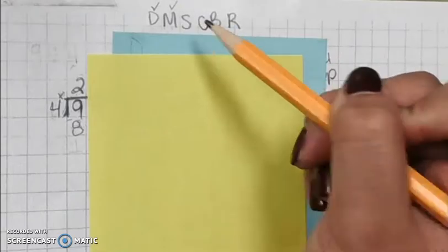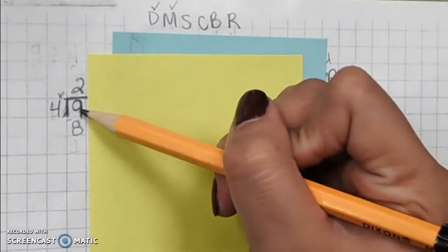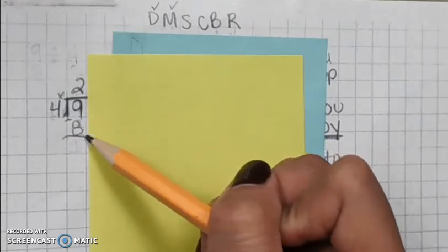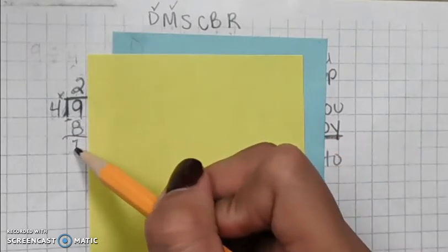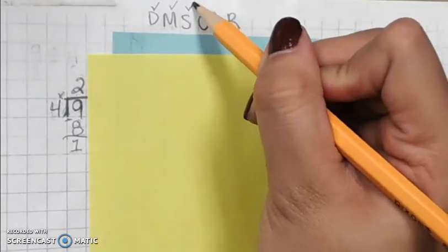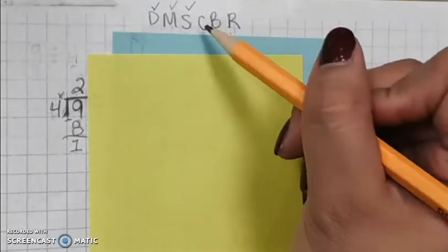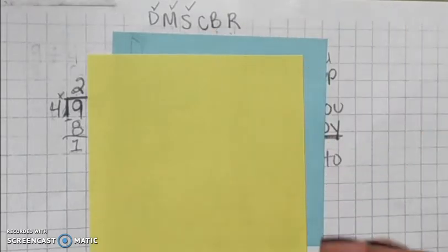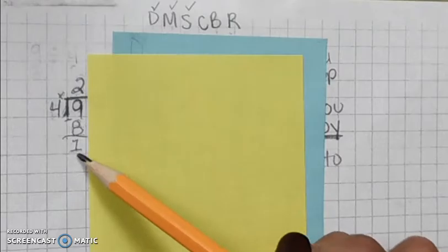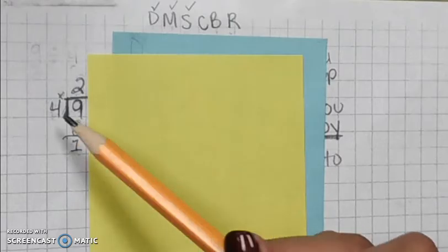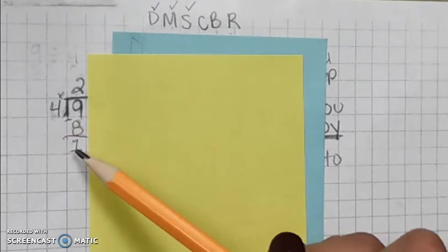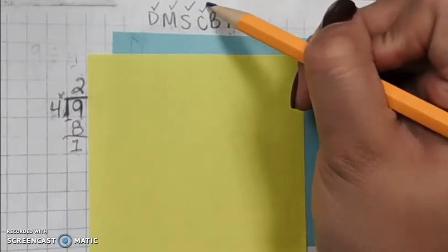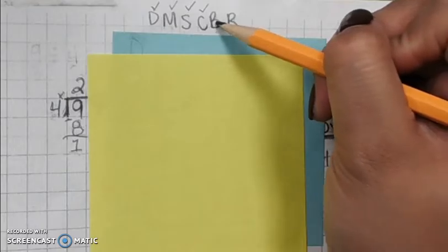Next step is to subtract. I'm going to subtract 9 minus 8. And I know 9 minus 8 is 1. And I can check it off because I already subtracted. Then I'm going to check. I'm going to ask myself the very important question, which is my difference smaller than my divisor? And the answer is yes, 1 is smaller than 4. So I can check it off and keep going. Now I can bring down.